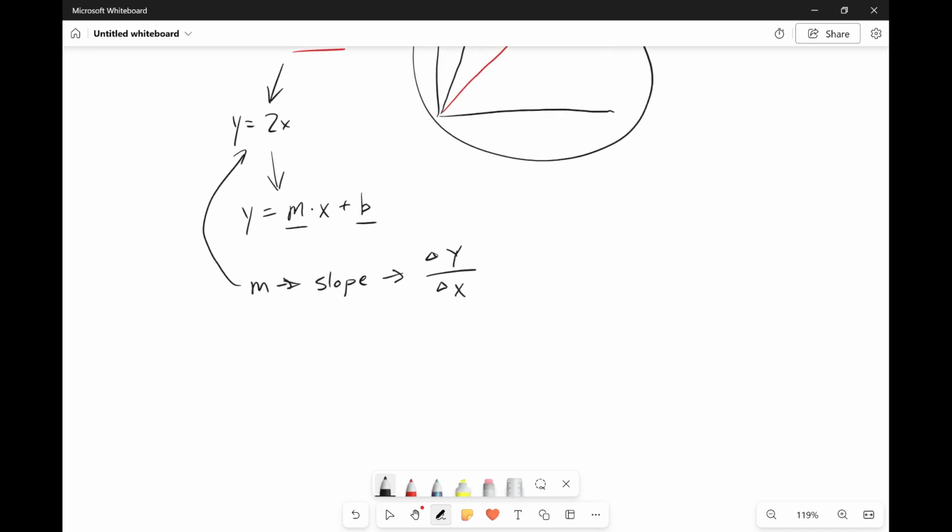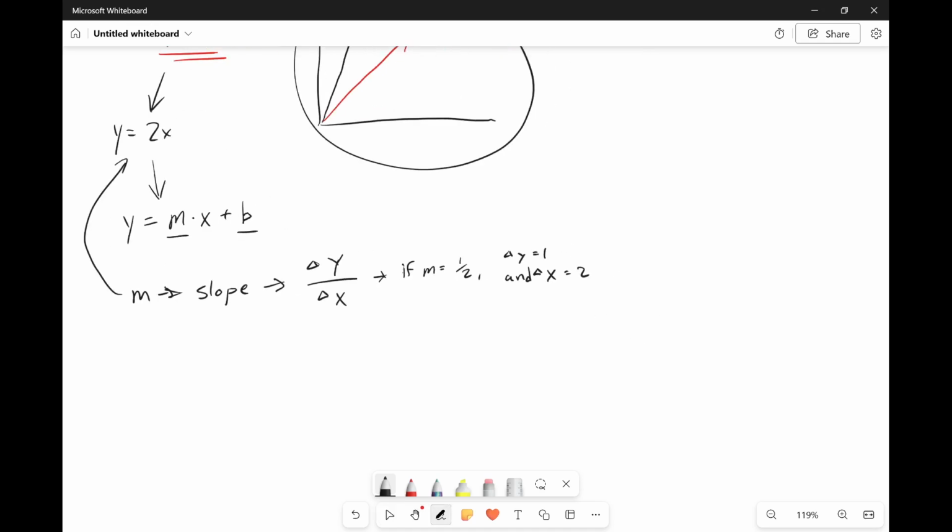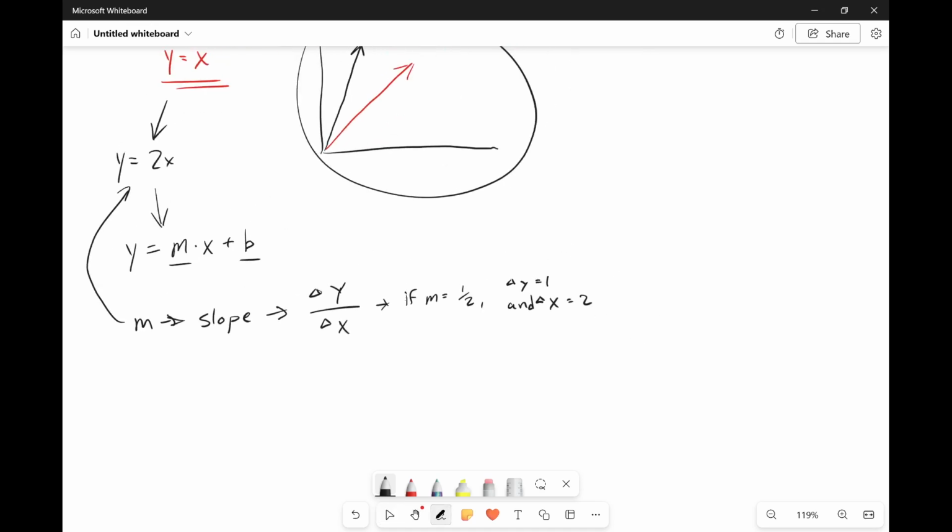And so if your slope is 1/2, so let's say if m equals 1/2, then your change in y will be 1, and your change in x will be 2. So what this means is that if you were to move up the line, you would go up 1, over 2.